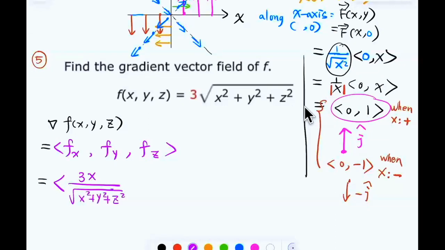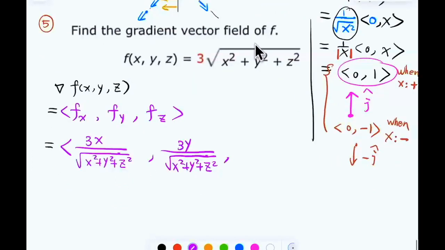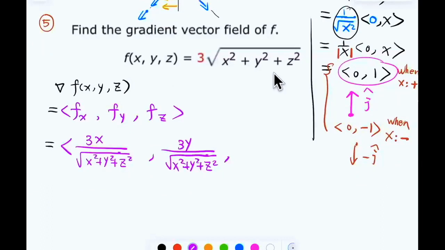Okay, good. Similarly, what will be the partial derivative with respect to y? Okay, good. And then the partial derivative with respect to d? Yes, you got it. Good job. So for the gradient vector field, you just take the partial derivatives with respect to x, y, and d correspondingly in each component. And that's the gradient vector field. Okay? All right, so that's all for today.